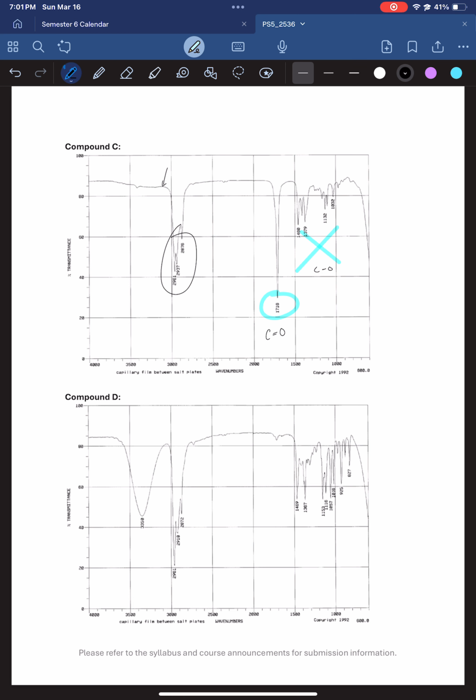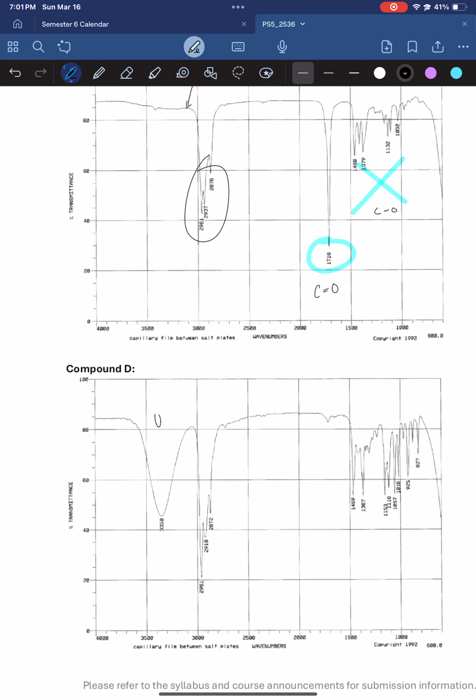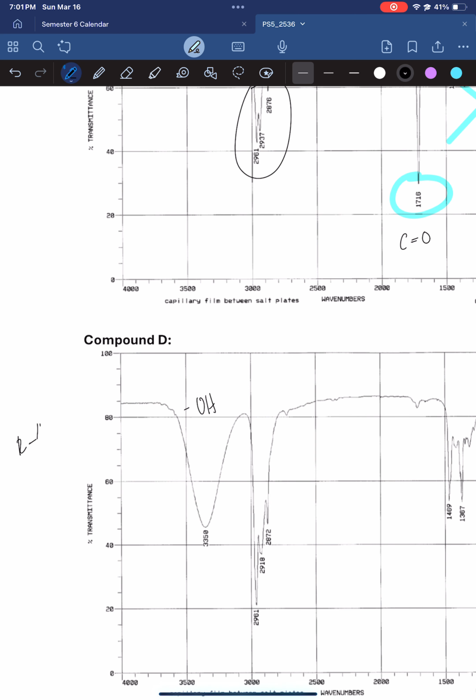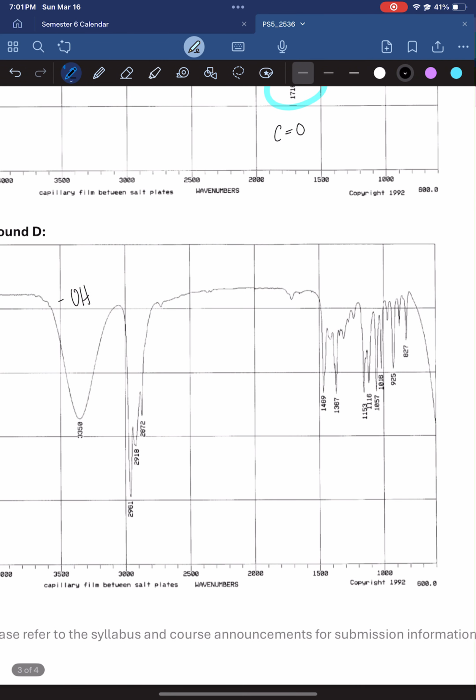Okay, next question here. Compound D, immediately, what jumps out at you? What is the red flag? For me, the red flag is this alcohol stretch here. That'll tell you that you're either working with an alcohol or a carboxylic acid. And if you remember what the carboxylic acid functional group looks like, it looks something like this. So we have the alcohol group here, and we also need to have the carbonyl group for it to be a carboxylic acid. Do we have that C double bond O stretch here at 1720 or something like that?